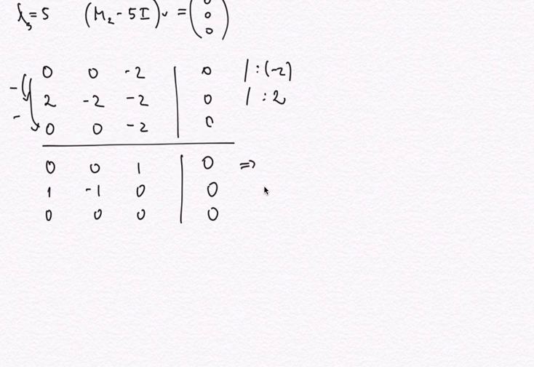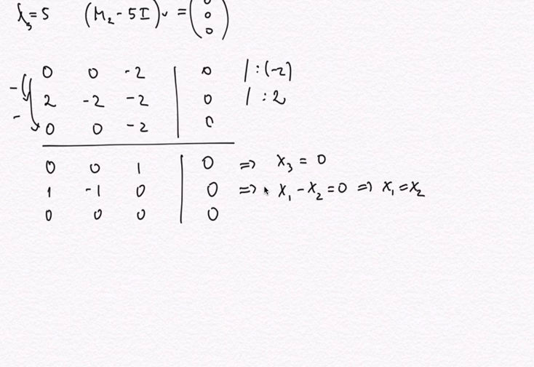What does this say? This says x3 is equal to 0, and this says that x1 minus x2 is equal to 0, or x1 is equal to x2. And so my third eigenvector is x1 is equal to x2, so 1, 1, 0.